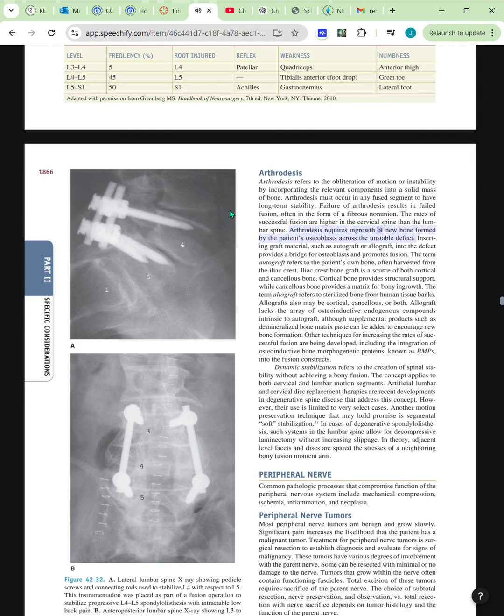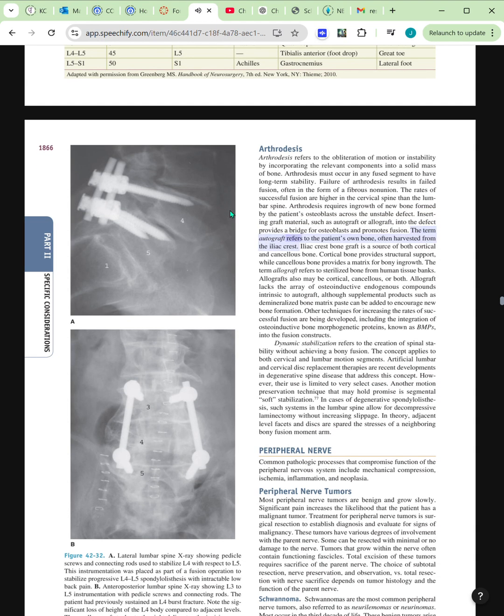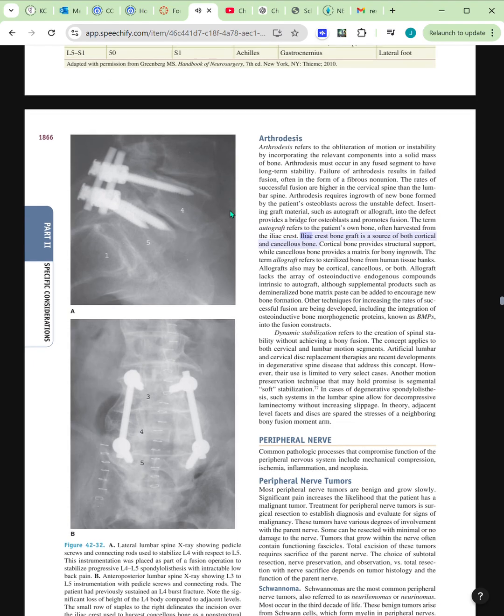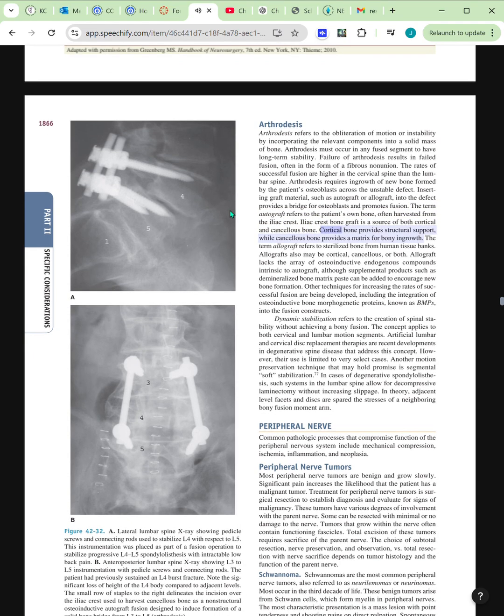Arthrodesis requires ingrowth of new bone formed by the patient's osteoblasts across the unstable defect. Inserting graft material such as autograft or allograft into the defect provides a bridge for osteoblasts and promotes fusion. The term autograft refers to the patient's own bone, often harvested from the iliac crest. Iliac crest bone graft is a source of both cortical and cancellous bone. Cortical bone provides structural support, while cancellous bone provides a matrix for bony ingrowth.